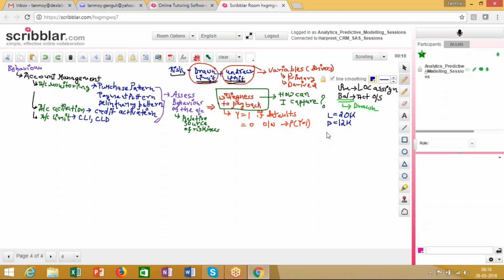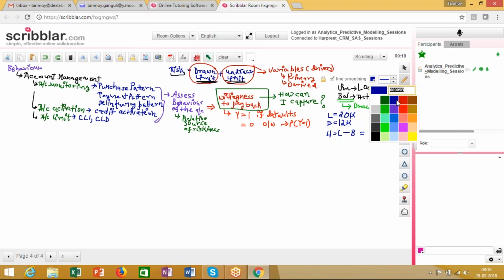So that means the headroom, or the undrawn limit, is the limit minus the balance, which is 8,000. So this 8,000 is nothing but the limit minus the balance which is outstanding, or your undrawn limit.